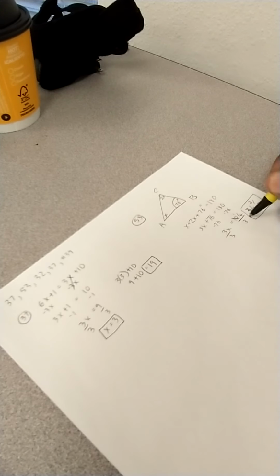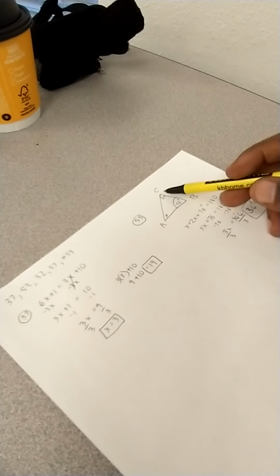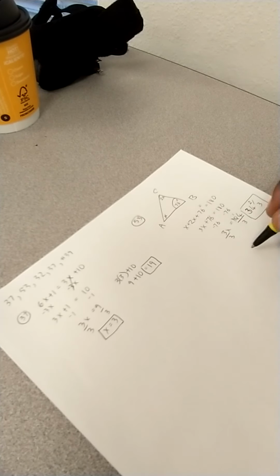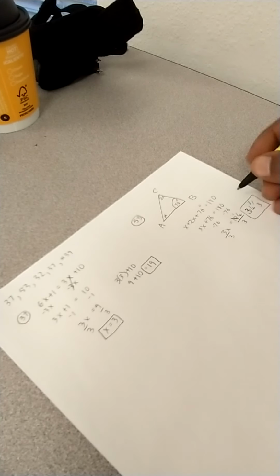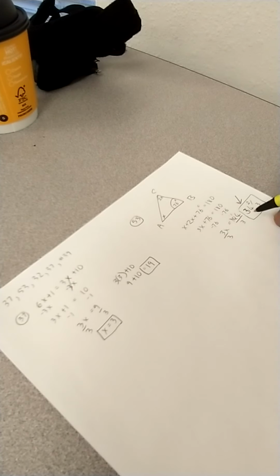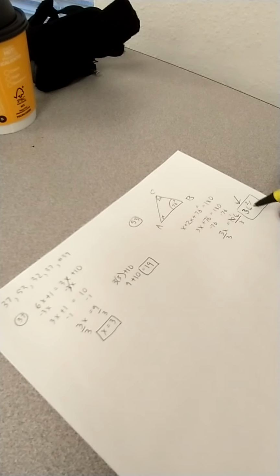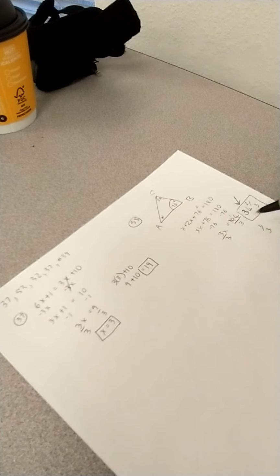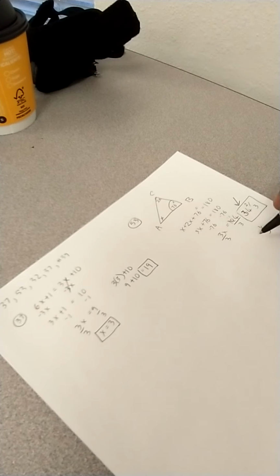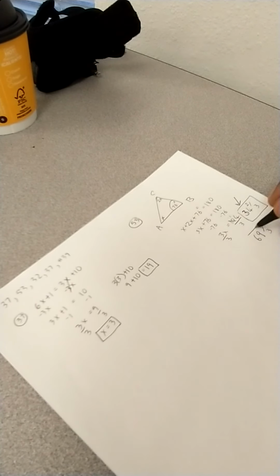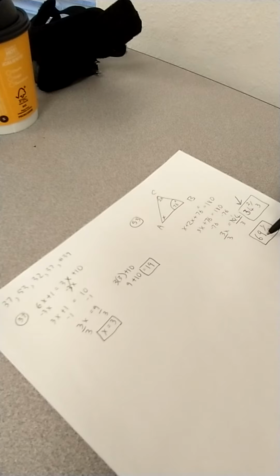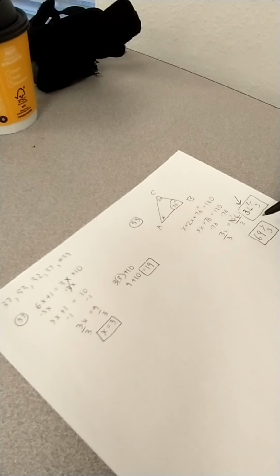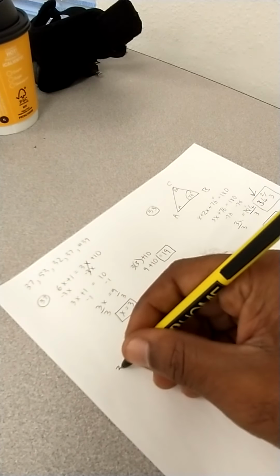Are they asking for x? No, they're asking for the measure of C. C is 2 times x. So I have to do 2 times 34 and 2/3. This is not my answer. 2 times 2/3 is 4/3. That's 1 and 1/3. So put the 1/3 here. Hold the 1. 2 times 34 is 68. 68 plus 1 is 69. That is my answer. It could also be in decimal form, 69.333.